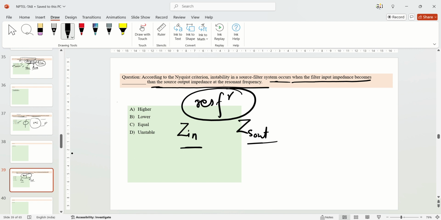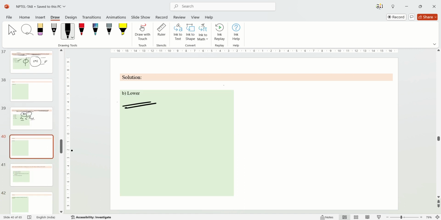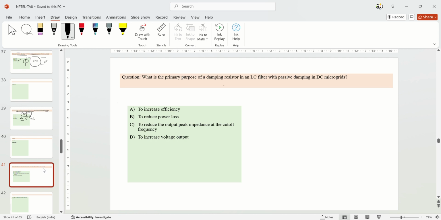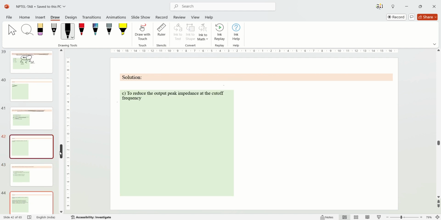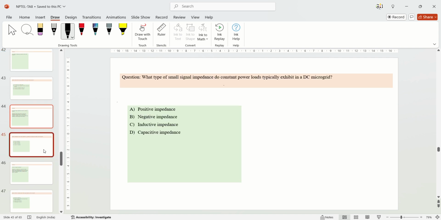Okay, let me explain this. Actually, the filter input impedance should be lower than the source output impedance. That is one criterion. And damping of the LC filter, which is passive damping, is already known. So reducing this should reduce the output peak at the cutoff frequency. Those are a few of the things; if you go through what is written in the documents of the NPTEL sessions and read it out, you will get the answers.